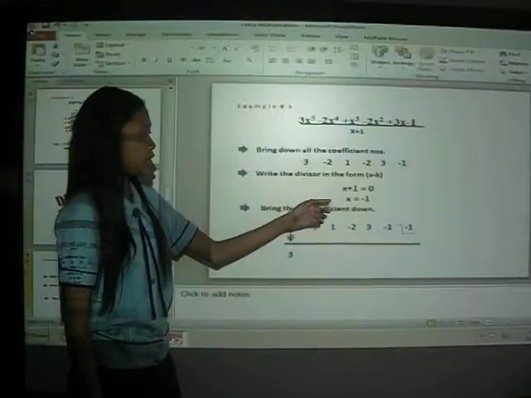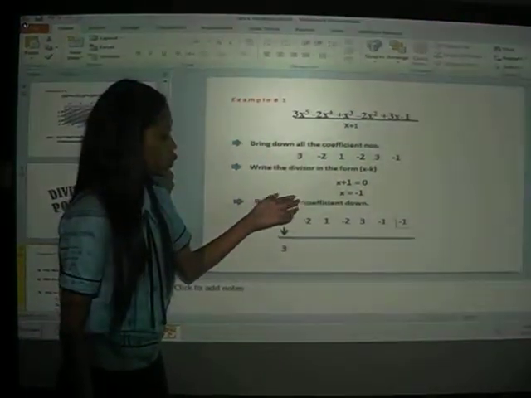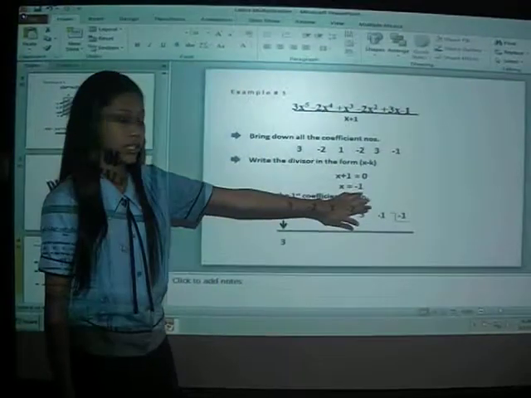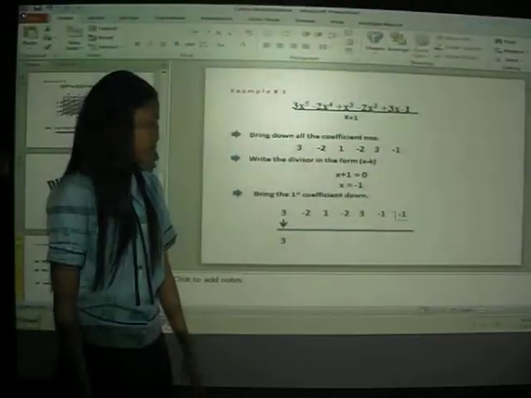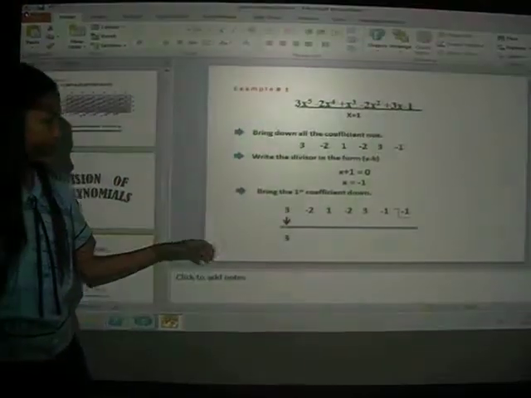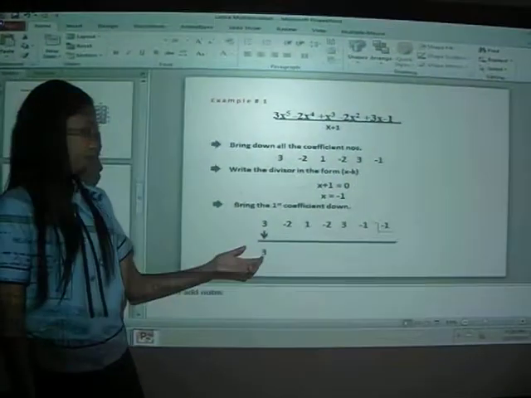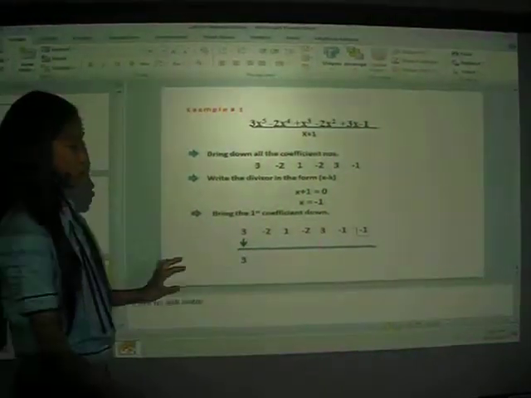x plus 1 is equal to 0. We need to transfer it to negative 1. So our divisor is x equal to negative 1. Third step, bring the first coefficient down. So our first coefficient is 3, so we need to bring it down.